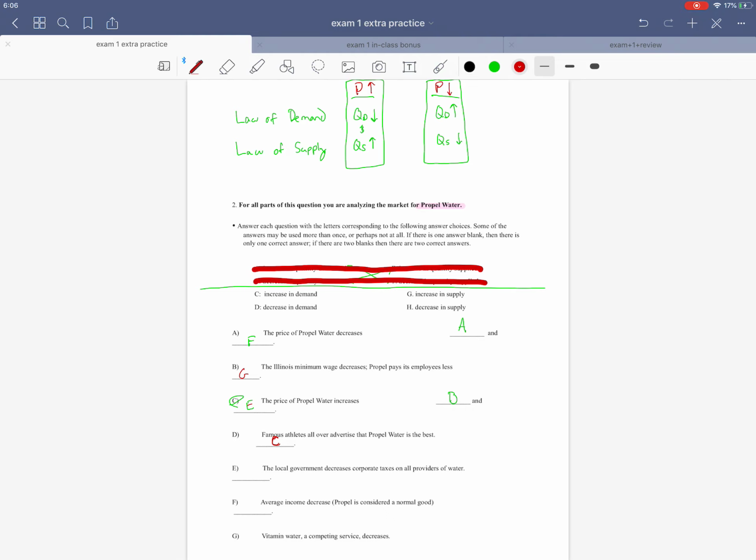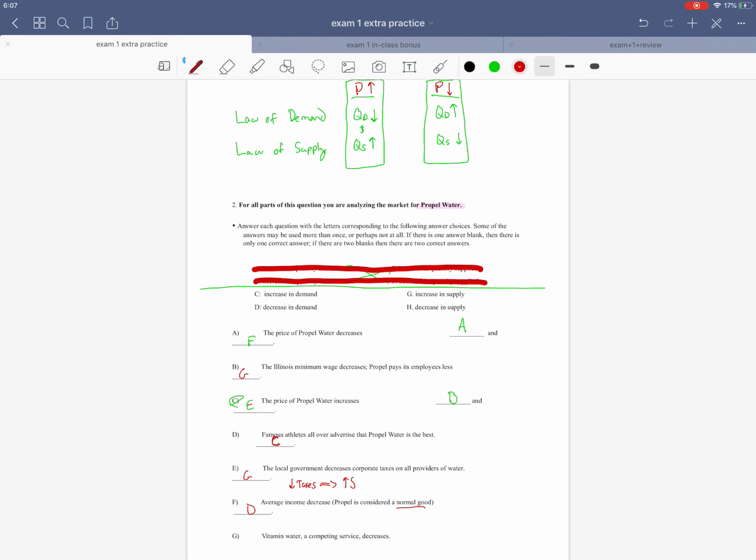The local government decreases corporate taxes on all providers of water. So if there's a decrease in taxes, Propel's going to have a lot more money left over to put back into production of their water, which will lead to an increase in supply. So G, increase in supply. Average incomes decrease, and we see that Propel is considered to be a normal good. As incomes go down with normal goods, we know that demand is going to go down as well.